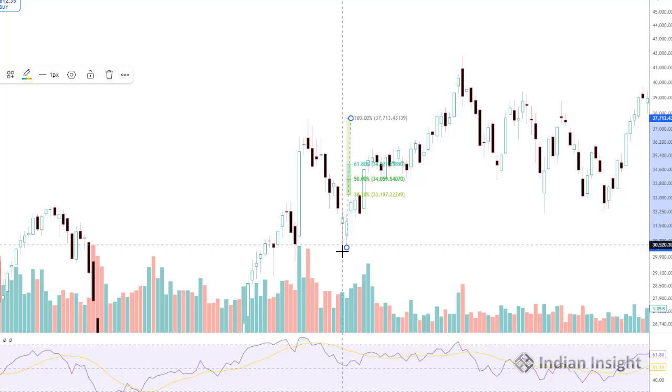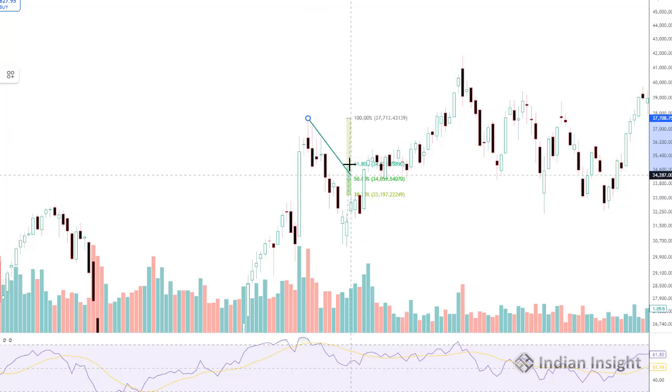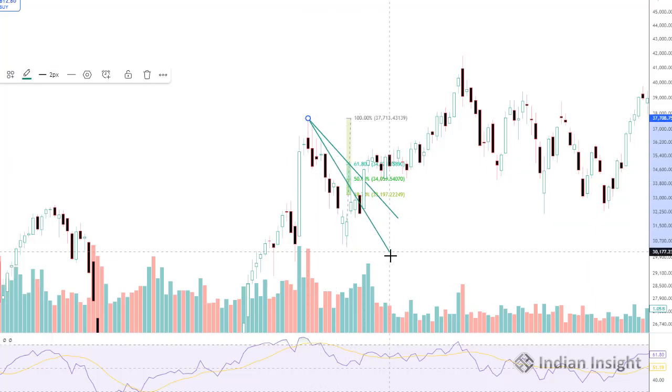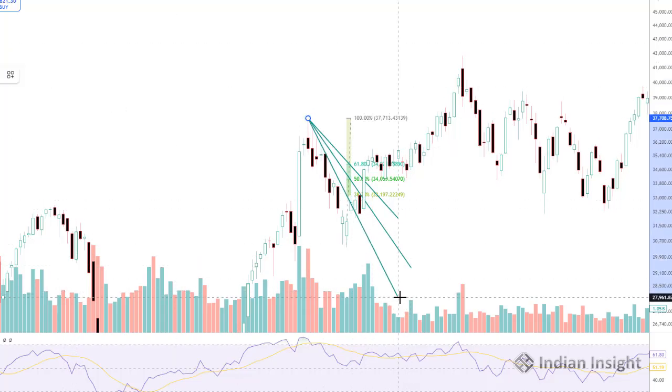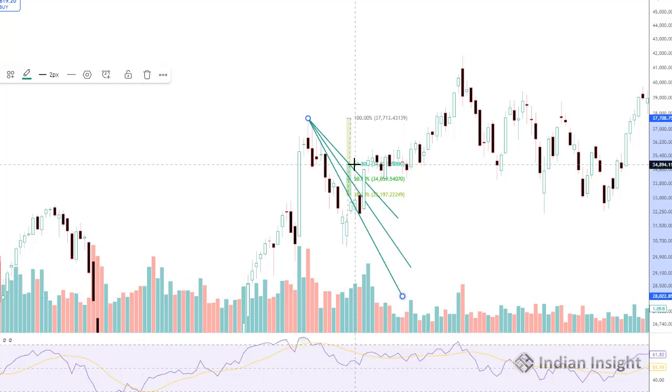So this here was a fall in the market and we draw the Fibonacci ratios here. Now we'll connect the high or the peak of this trend to these points to get our Fibonacci fans. Here we connect the 61.8%, then the 50%, and then we connect the peak to the 38.2%. These three lines here are the Fibonacci fans.